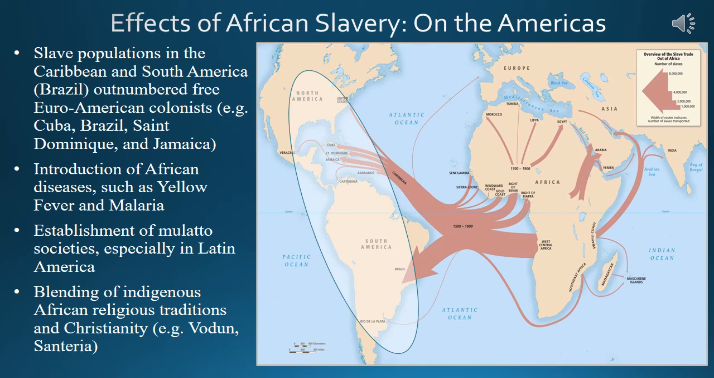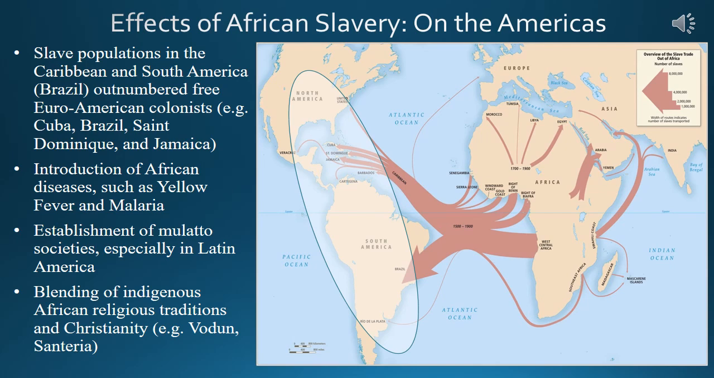In the Western Hemisphere, African slave populations in the Caribbean and South America oftentimes outnumbered free Euro-American colonists. This was the case in places like Spanish Cuba, Portuguese Brazil, French Saint Dominique, and English Jamaica. In fact, these colonial societies were only European in terms of European political, economic, and social elite status. But demographically, these were African slave colonies.